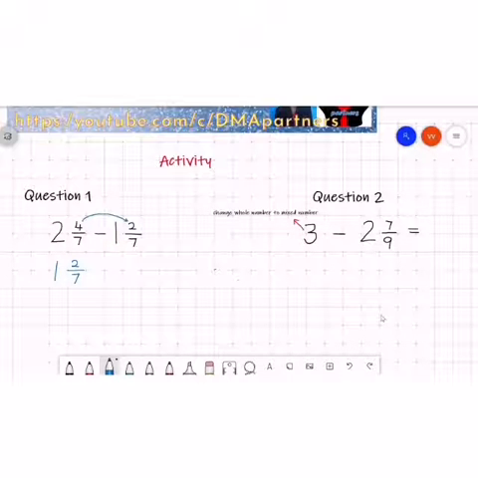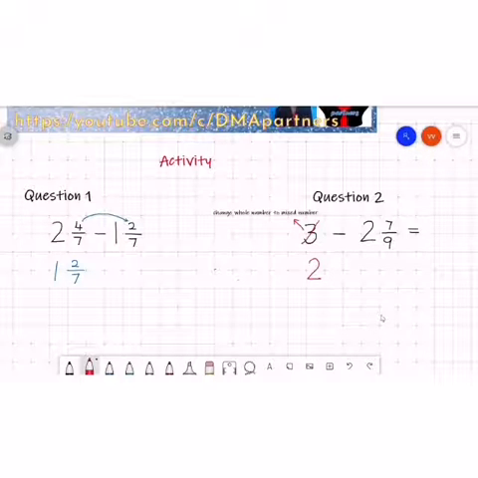Yes, you see class, we are going to borrow 1 from this 3. So the balance here is 2. How about the 1 that we borrowed from this 3? It will remain there, but as an improper fraction. So how do we create that improper fraction? We look at the next fraction, the number we are going to subtract from this whole number, which is 2 7/9.